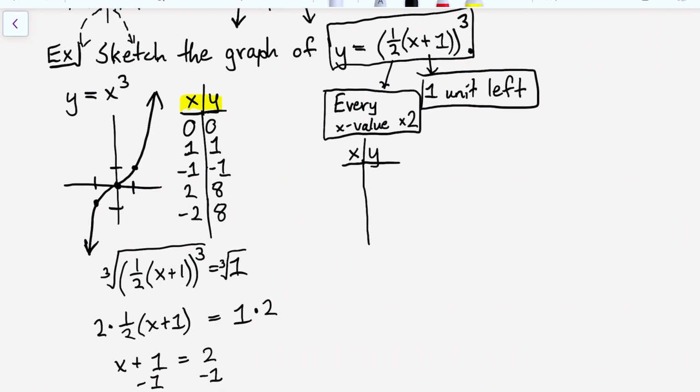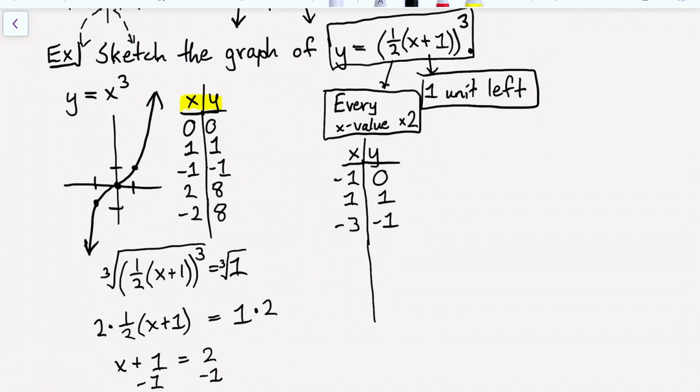0 multiplied by 2 is still 0. I'll subtract 1, and I get negative 1. Think of (1, 1). 1 multiplied by 2 is 2. I subtract 1, and I still get the point (1, 1). So that point did not change. What about (negative 1, negative 1)? Let's multiply by 2 and subtract 1, and I get (negative 3, negative 1). And we continue this pattern for each point.